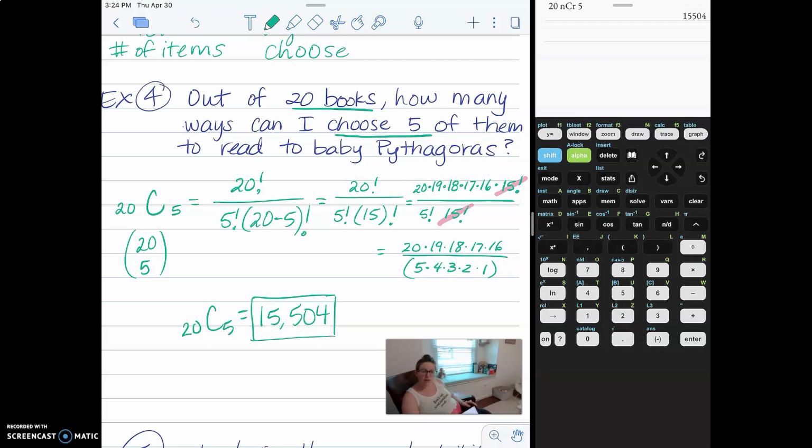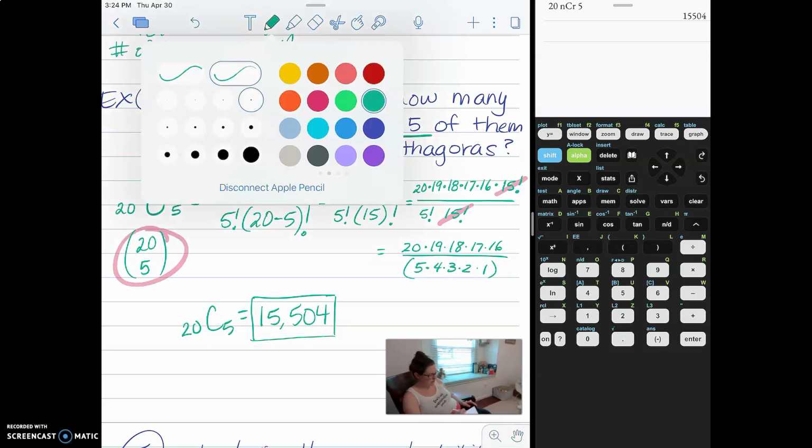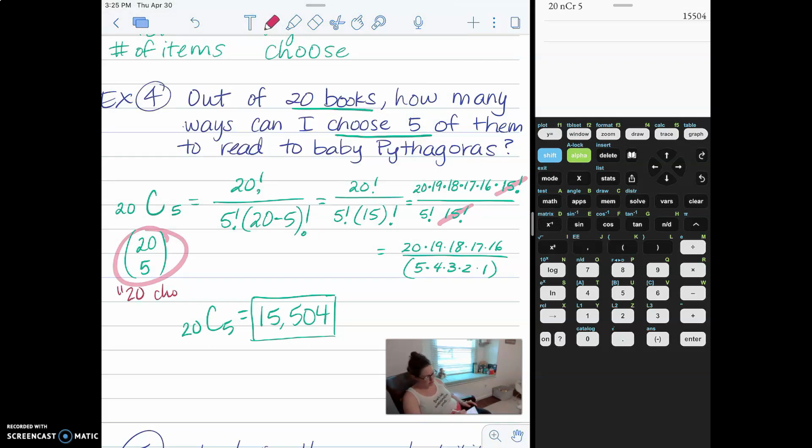Okay, a lot of options. Cool. Or again, you can write that as this right here, 20. This is read as 20 choose 5, or 20 combination 5, but they mean the same thing. Again, you're just choosing a small amount out of a large amount.